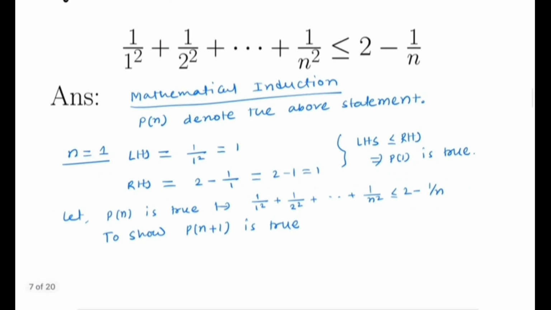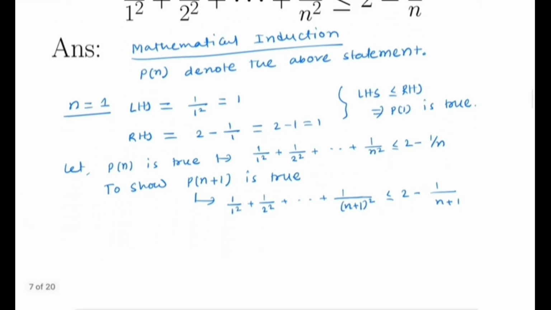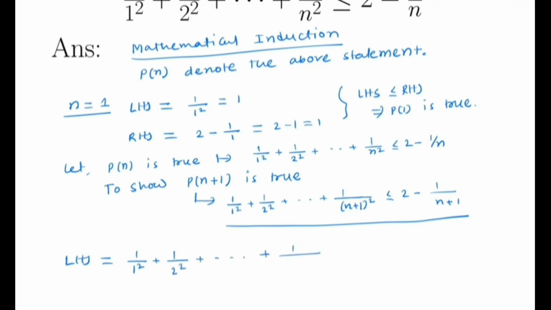Okay, now what we need to show? So Pn+1 is true. That means 1/1² + 1/2² plus up to 1/(n+1)² is less than or equal to 2 − 1/(n+1). Okay, so we need to show this statement. So first, consider that the left hand side is 1/1² + 1/2² up to 1/(n+1)².